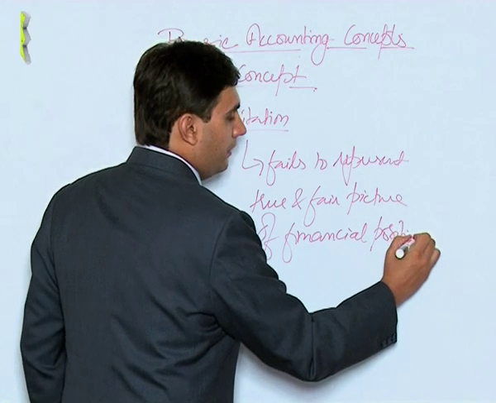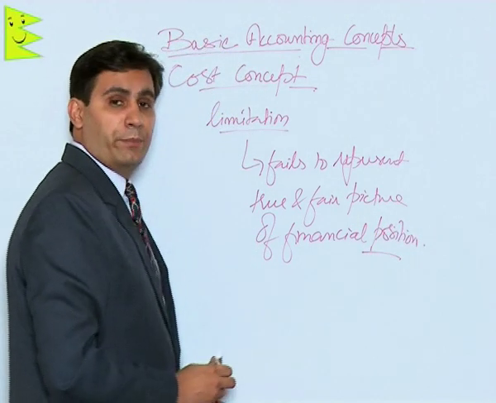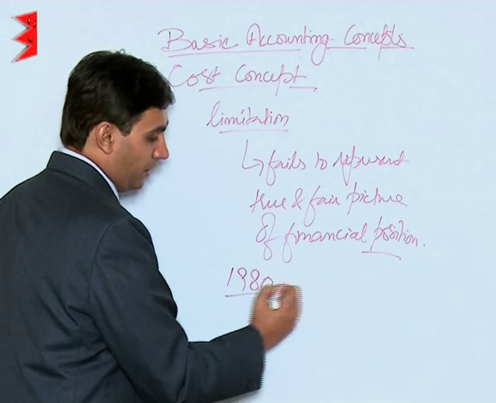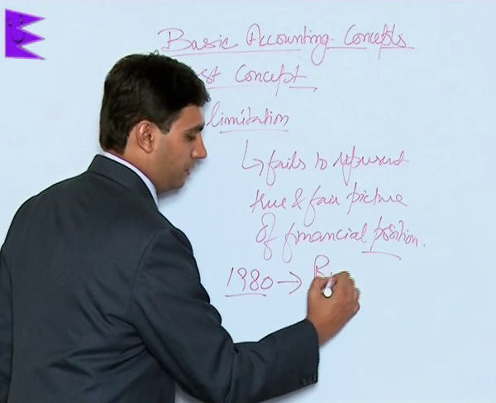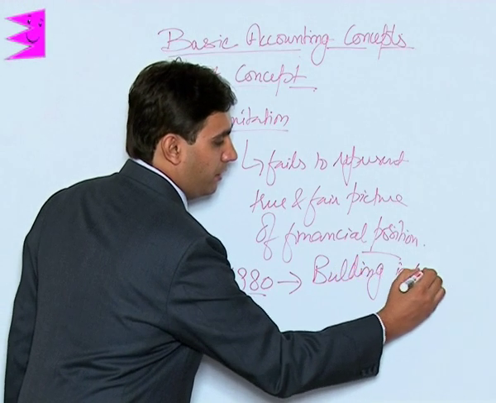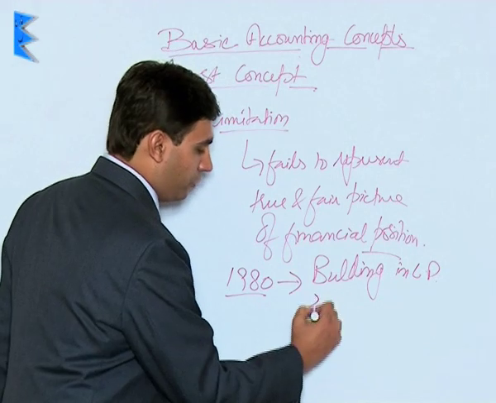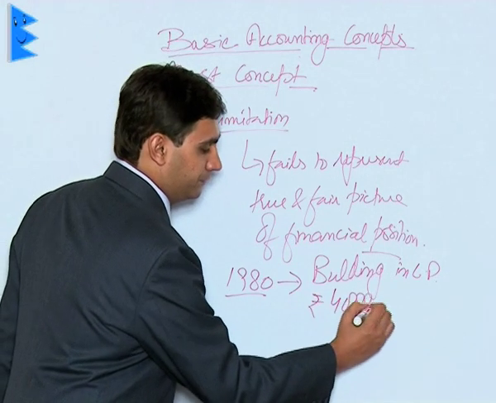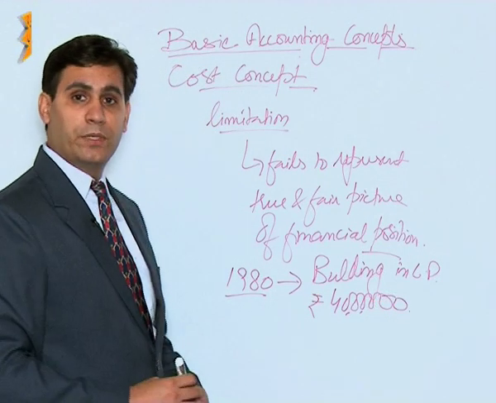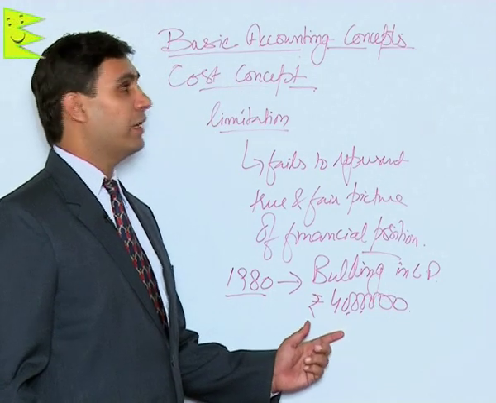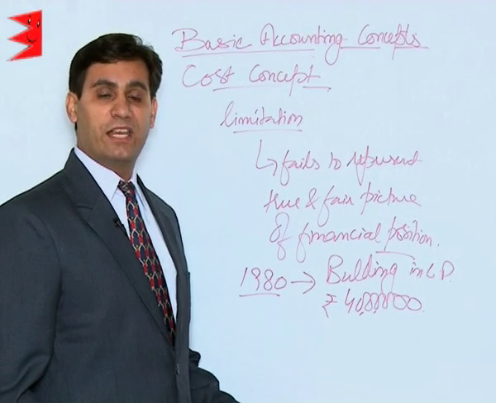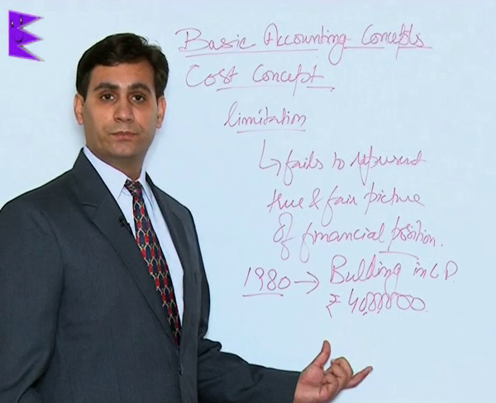Now students, let us understand by taking an example. In 1980, a business purchased a building in CP area of Delhi for rupees 40 lakhs. Now as per cost concept, this building would appear in the books at rupees 40 lakh. Rather, whatever depreciation would have been there should have been reduced.